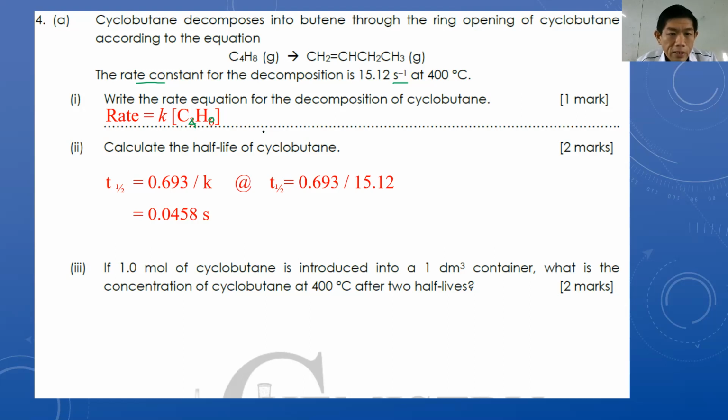Then number 3, if 1.0 mole of cyclobutane is introduced into a 1 decimeter cube vessel, what is the concentration after 2 half-lives? After 2 half-lives, you decrease by half 2 times. Actually, this 1.0 is mole, and this 1 is decimeter cube. That is why the substitution here is 1 mark. You have to express it in terms of concentration. So you get 0.25 mole per decimeter cube. This is how you get the 2 marks here.